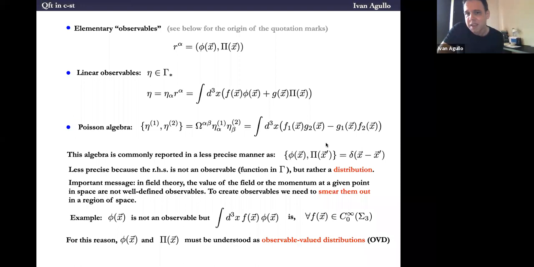So rather, and this is a subtlety that is not present in the finite dimensional case, this is specific to field theory. Phi of x and pi of x are not observables as such in the mathematical way. But if you smear them with any function f, either phi or pi, you will get an observable. So observables are obtained by smearing phi or pi with smooth functions, and therefore mathematically they are observable-valued distributions. This is what phi of x and pi of x really are: distributions that after smearing give you observables.